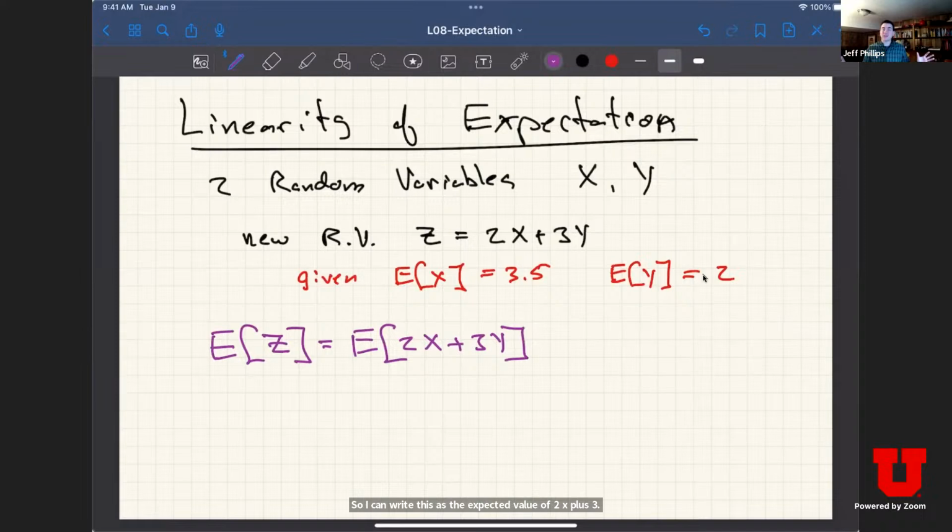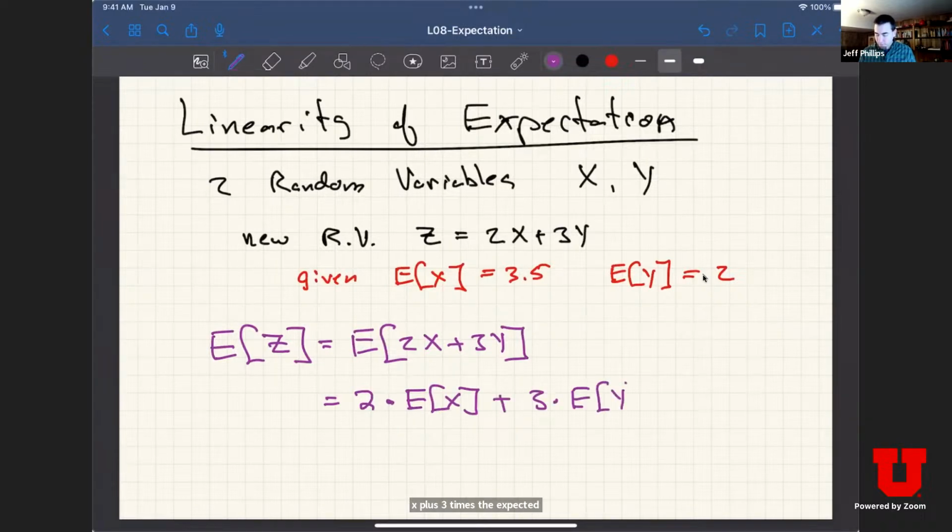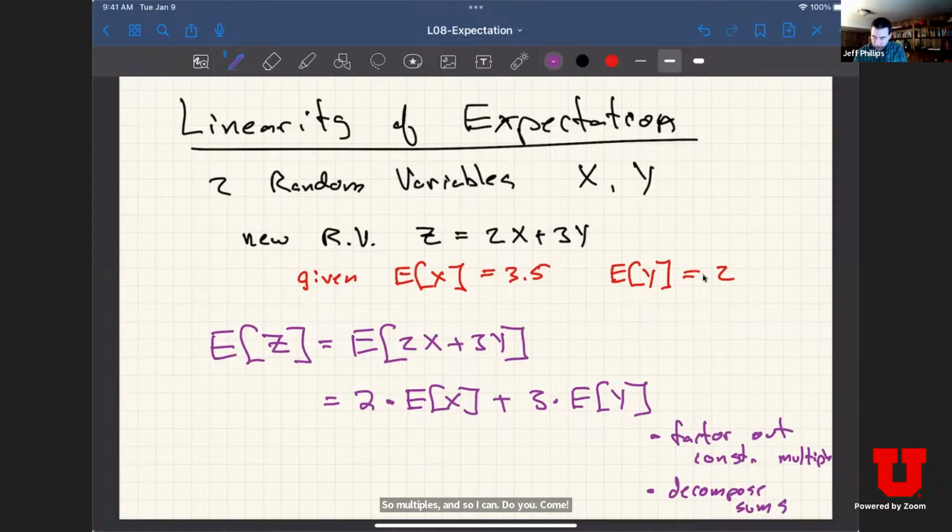And now the linearity means I can factor out the coefficients and break things up across sums. So I can write this as 2 times the expected value of x plus 3 times the expected value of y. I can factor out constant coefficients, and I can break stuff up by the sum. Okay, so there are two properties. You can factor out constant multiples, and you can decompose sums, okay?